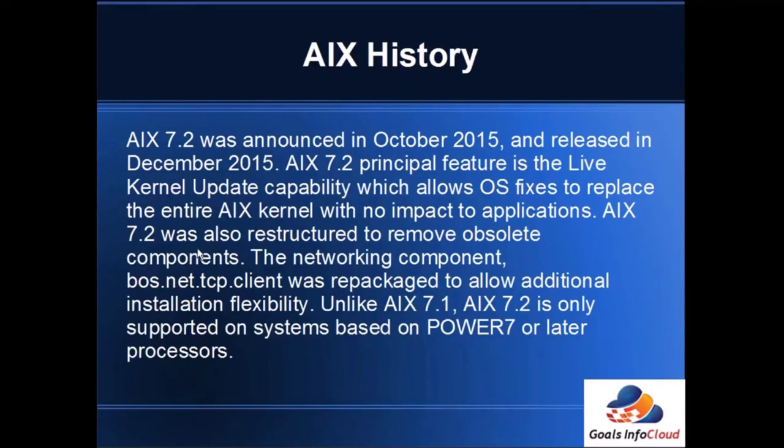AIX 7.2 was also restructured to remove obsolete components. The networking component bos.net.tcp.client was repackaged to allow additional installation flexibility. Unlike 7.1, 7.2 is only supported on systems based on Power 7 or later processors. So if you have Power 5 or Power 6, then you will not be able to use the AIX 7.2 version. Power 7 is compulsory, or Power 8.